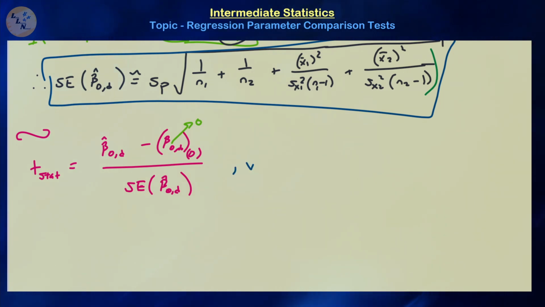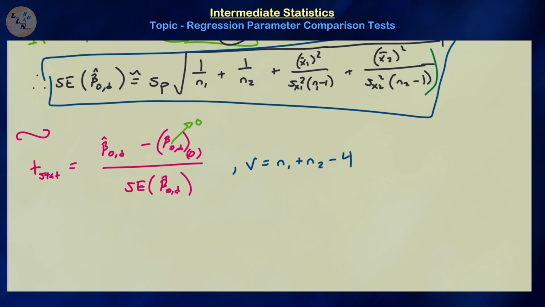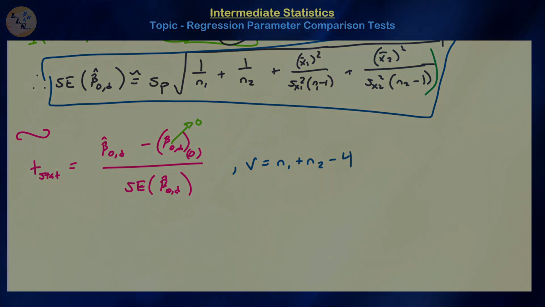And again, the degrees of freedom for this t-distribution is going to be n1 plus n2 minus 4, because we're looking at two bivariate distributions, so n1 minus 2 plus n2 minus 2. And that is how to do tests for the equality or difference between the vertical intercepts of simple linear regression models.